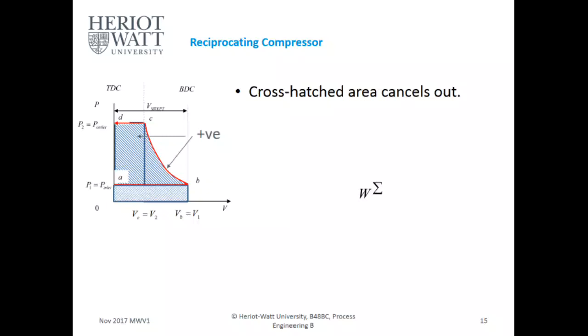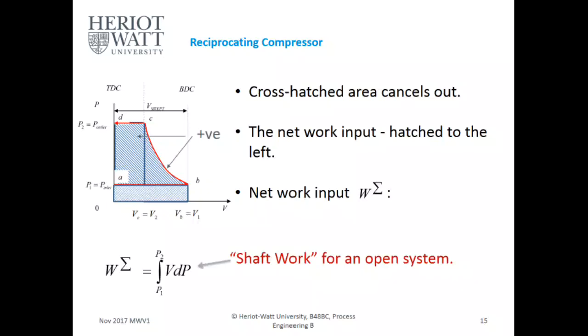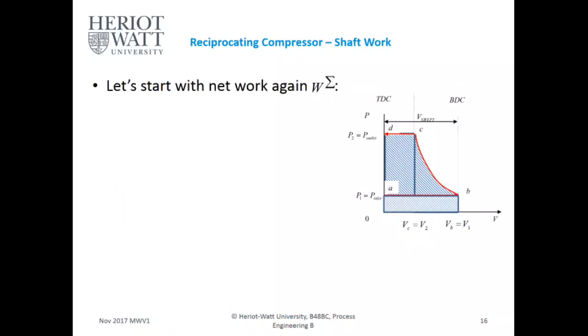So the cross-hatch areas cancel out in this case, right? And the net work input is the hatched area to the left, and the net work input is the integral of V dP from P1 to P2, so the change in volume with respect to pressure. This is just the shaft work, so the movement in the shaft, yeah? So let's start with the net work again.